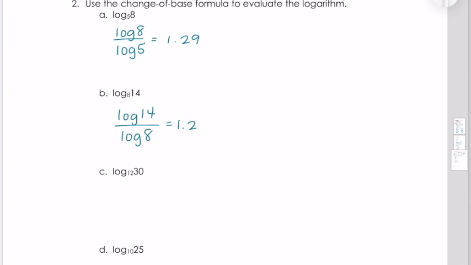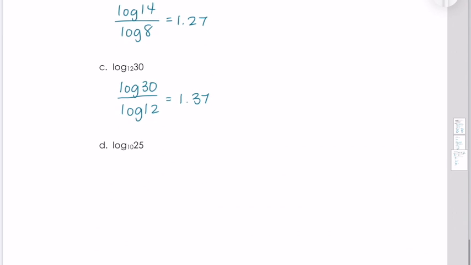So log of 14 over log 8 is 1.27. Log of 30 over log 12. Make sure you are closing your parentheses after the 30 and then dividing by log of 12. That'll give you a different answer if you are not. And then the last one, log of 25 over log 10.